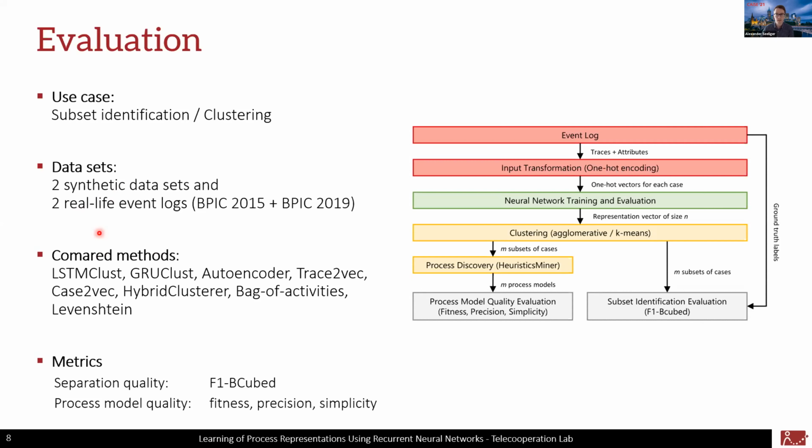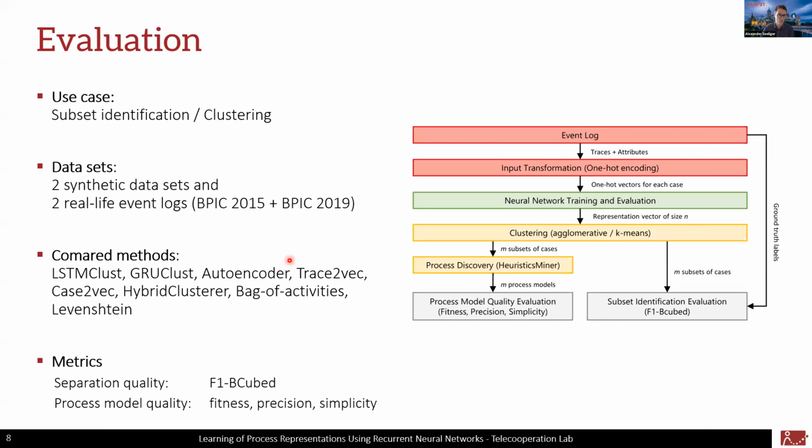And then we also looked into how we perform using real-life event logs. There we used the BPIC 2015 event log, which consists of five different event logs of Dutch municipalities. And we also used the 2019 event log, which is a procurement handling process where we try to re-identify the document types. So the first two approaches are ours. We have an LSTM implementation as well as a gated recurrent unit implementation of our approach.